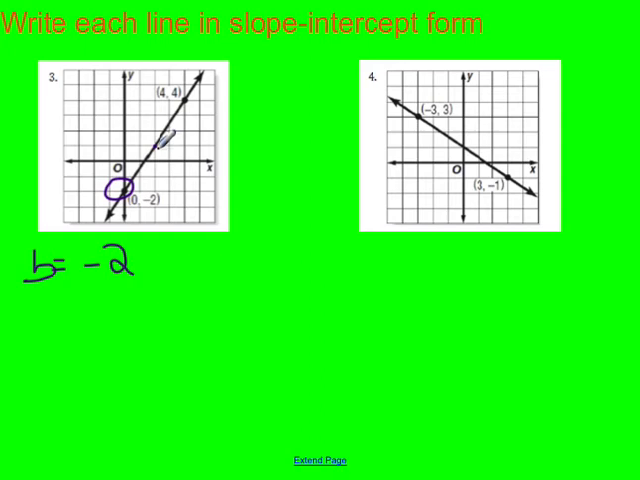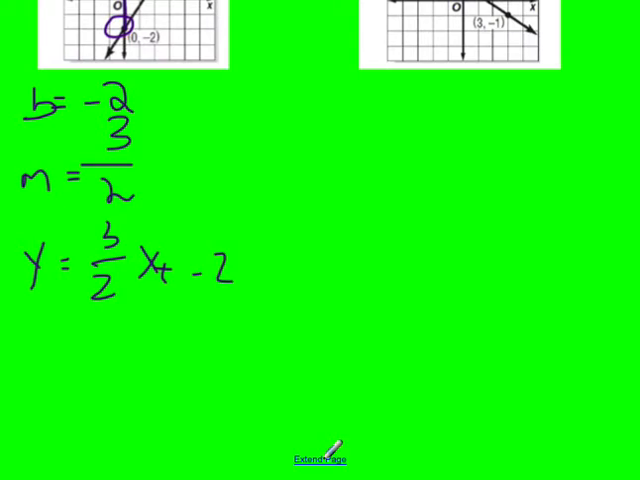You could use this point if you want, but I like to pick a point as close as possible. So we're crossing at that point right there. We want to count how many we're going up. We're going up 1, 2, 3, and we're going over 1, 2. Since we went up 3, it's going to be +3 divided by 2, because that's how many we went over. Now we can plug that into the form y is equal to mx plus b. So I have y, and then instead of writing m, I'm going to write 3/2 and then x. And then I need to write plus a -2 for my y-intercept.